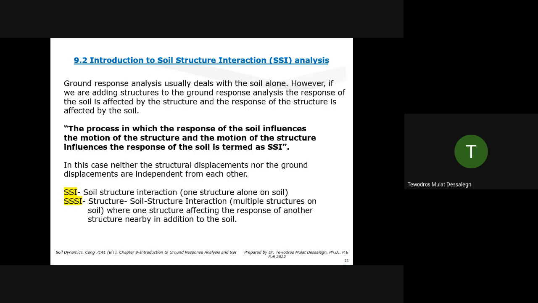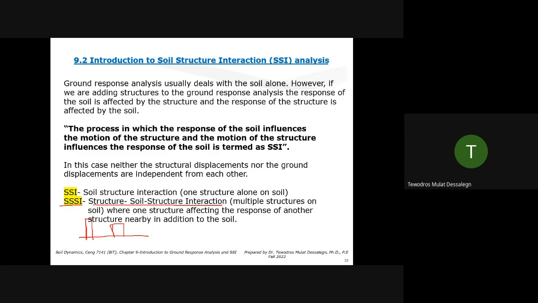But now if you introduce a structure on it, any kind of structure, it can be a buried structure like tunnels or dams or buildings, anything, then that's going to be SSI, soil structure interaction. So SSI is when we have one single structure. But if you have multiple structures sitting next to each other, we also call it triple SI, structure, soil, structure interaction. So there would be something like you have a ground surface, let's say you have one structure here and another structure here. You have a soil.